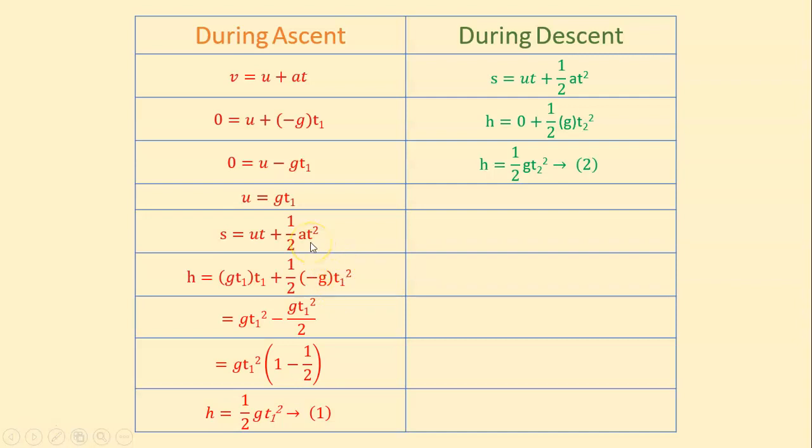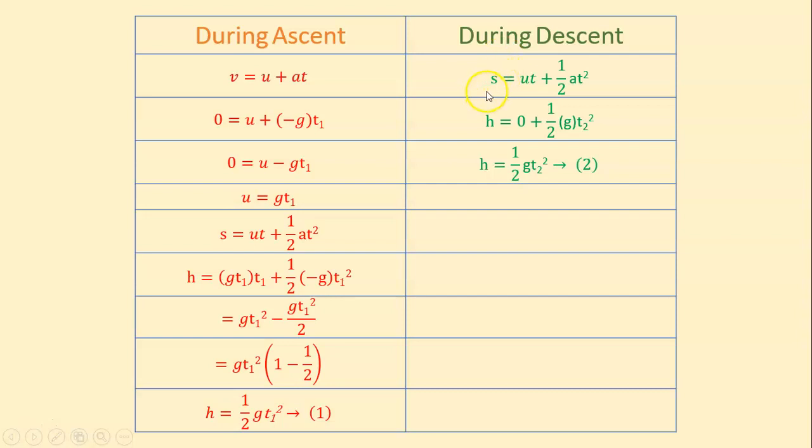Please refer to the table on the previous slide. You will be able to understand the values substituted over here. Therefore, h is equal to g t1 square minus g t1 square upon 2. Taking out g t1 square in common, we get in the bracket 1 minus 1 upon 2, which is equal to 1 upon 2. Therefore, h is equal to 1 upon 2 into g into t1 square. That's your first equation. Now we come to descent.